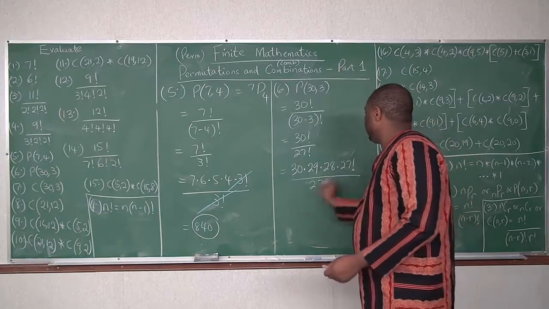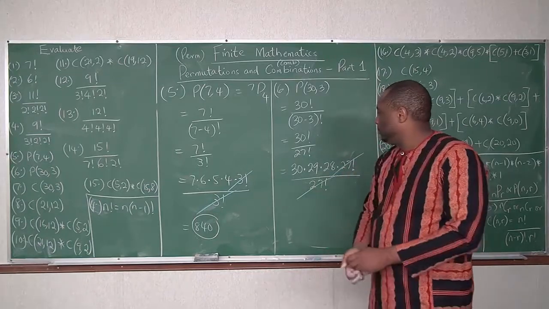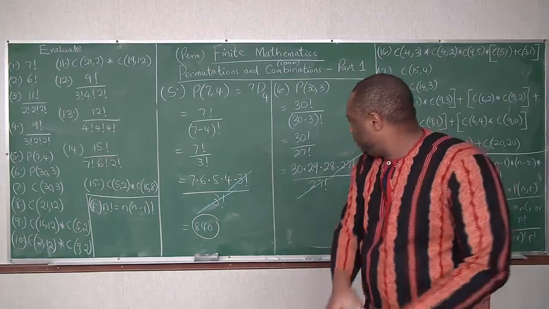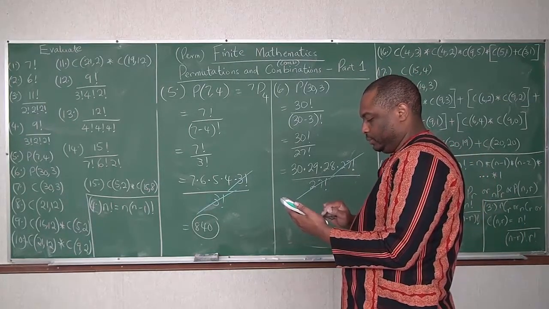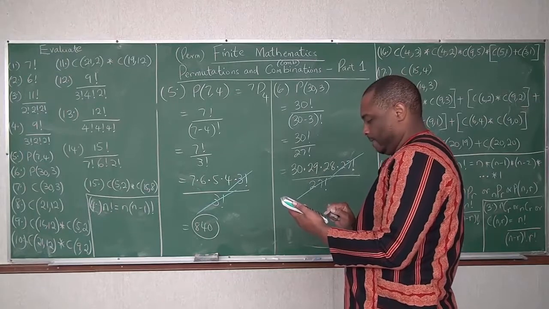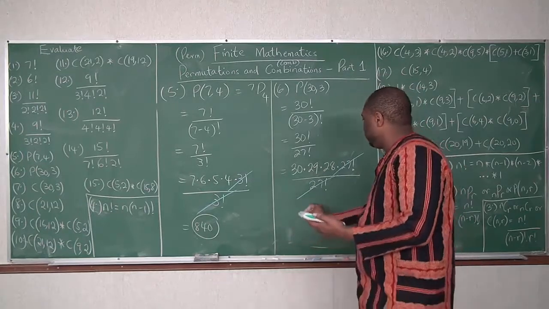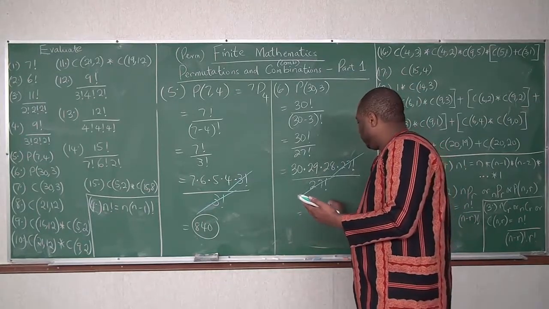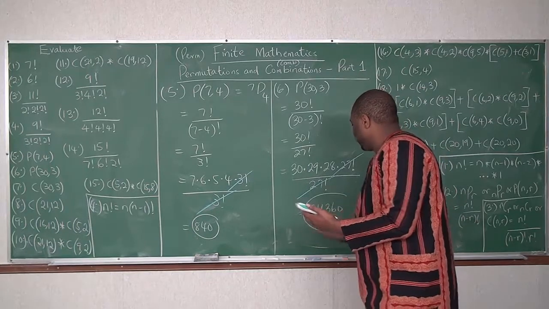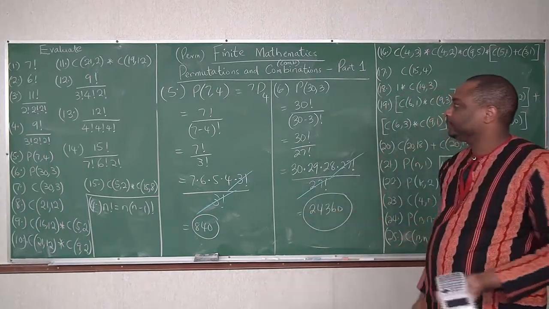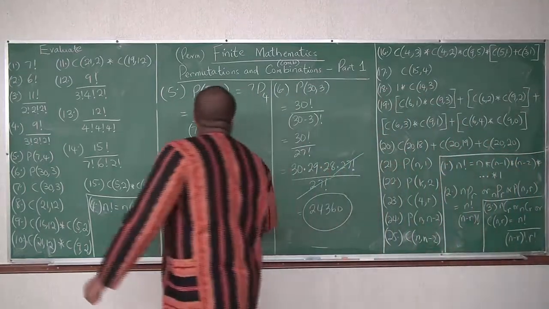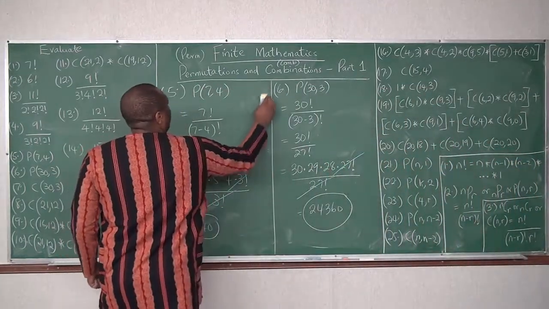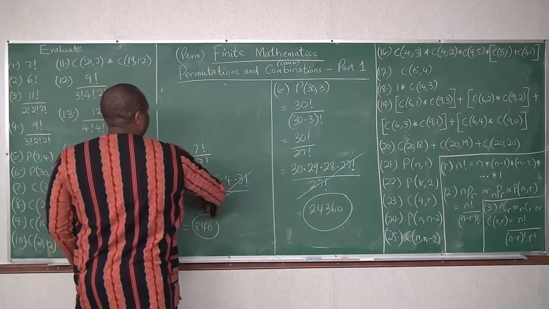We now do bam, bam. So we now have 30 times 29 times 28. And that gives us what? 24360. Okay? We are moving on. Question 7.